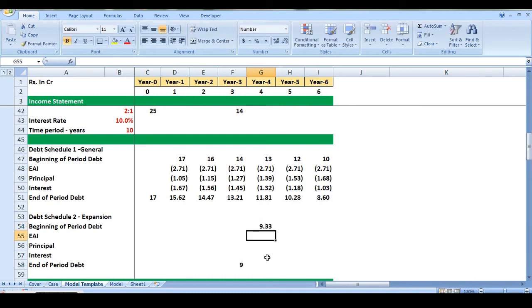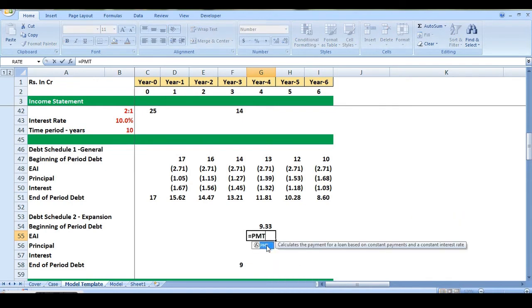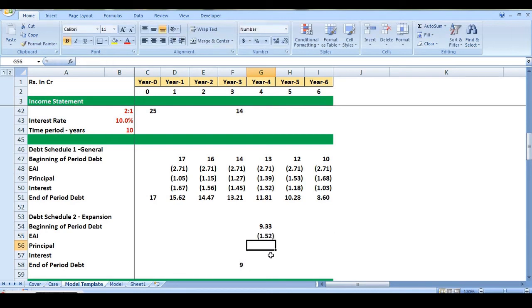My equated annual installment, again I use the PMT function. Rate is 10%. I freeze it. Number of periods 10. I freeze it. My present value is 9. I freeze it. My future value is 0. I freeze it. My type is 0. No need to freeze 0 values. And I get my equated annual installment.